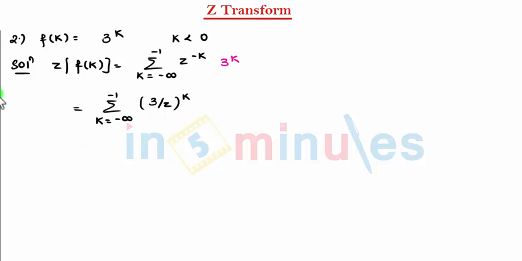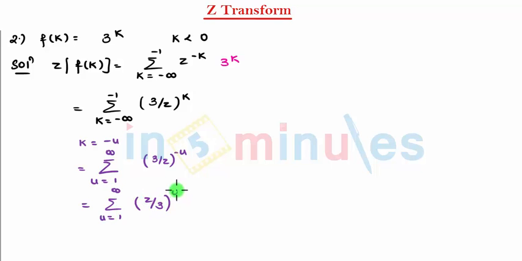Now students, just remember one thing: for negative limits, we can change the negative limit to positive by keeping the variable negative. So I can define this as u equal to 1 to infinity, 3 by z raised to minus u. So we can define this as u equal to 1 to infinity, z by 3 raised to u. This is a series given by a raised to n, so I say a divided by 1 minus a, where mod of a is less than 1.